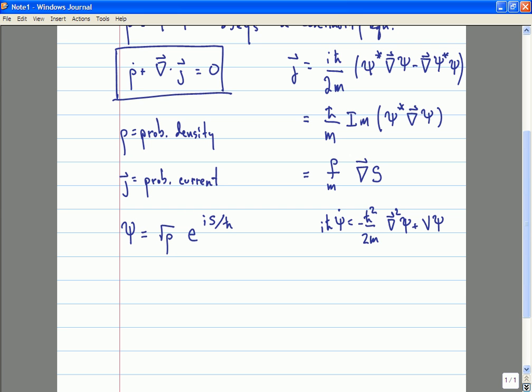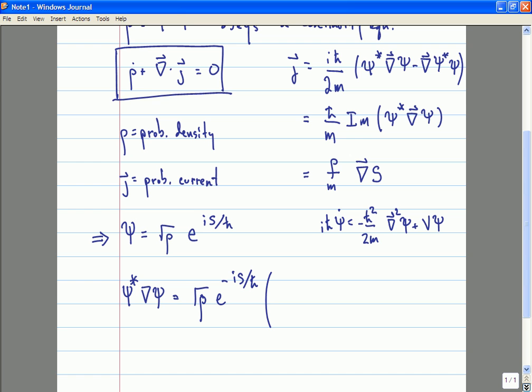In order to see that, just take this form for the wave function that I have written here and plug it into the definition of J. And you will see, what does the gradient do? Well, that brings down a factor. Here, let's work that out a little bit more explicitly. So ψ star gradient of ψ, using this above expression, is, well, from the ψ star, we have the square root of ρ times e to the minus iS over ħ. And the gradient of ψ, well, what is that? That's the sum of two terms.